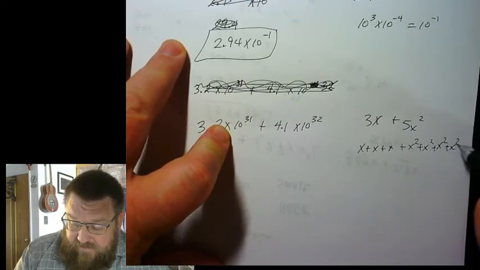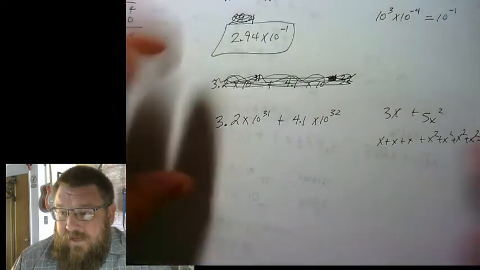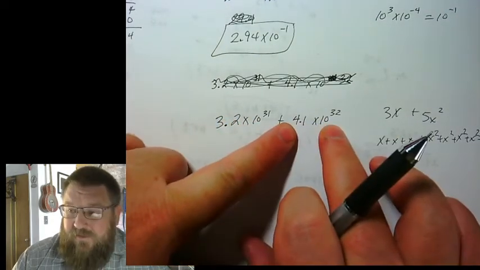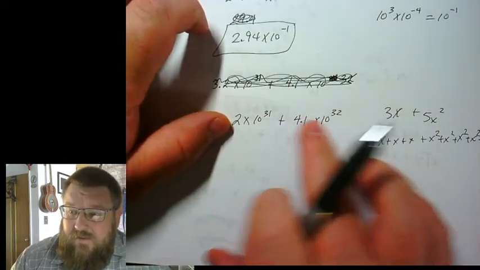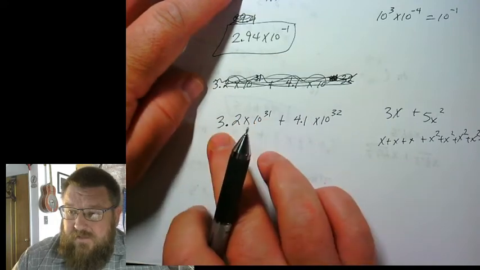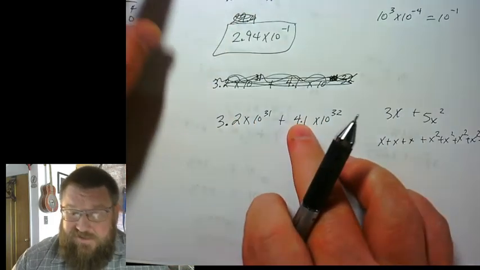I'll go ahead and write them. Well, almost ran out of room. Do you see? They're not like terms. You can't add them together. Same thing here. This is 3.2 of those, and this is 4.1 of something else. But what we can do is we can make these the same. I can either turn this into a 32 by adjusting this, or I can make this into a 31 by adjusting this. It doesn't really matter.